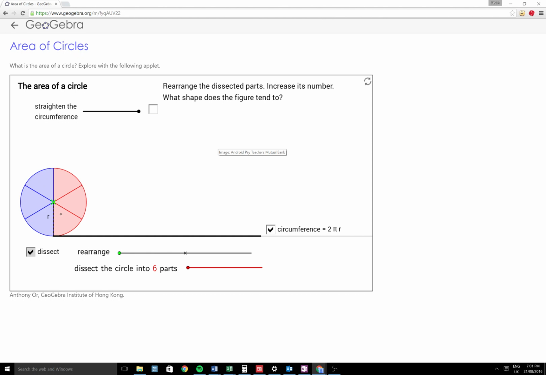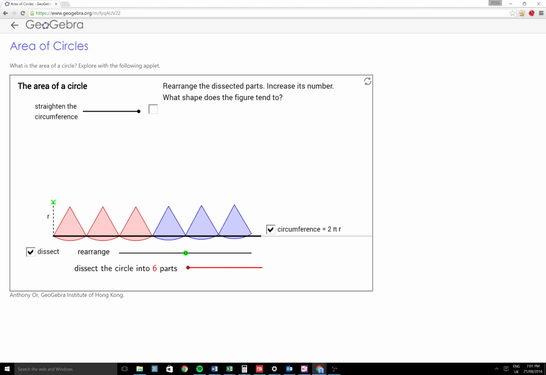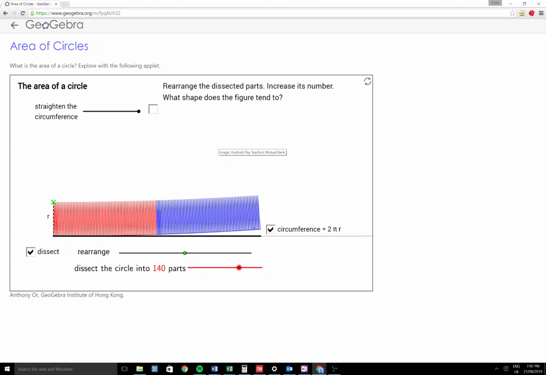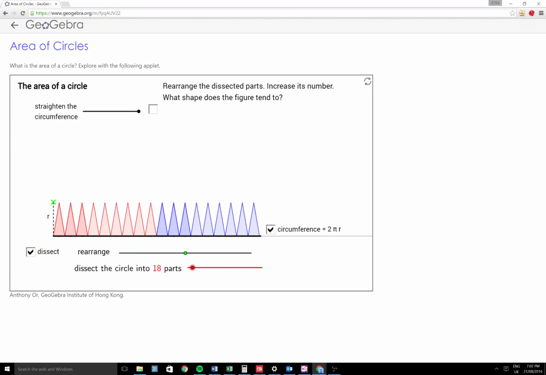The blue part and the red part together make the circle. If I were to rearrange these parts, stretching them out along the line, you would get almost the circumference. But because there are those little bends, it's not going to be the complete circumference. If you cut it into more and more parts, it gets closer and closer to the circumference. But we'll go back to only a few parts.